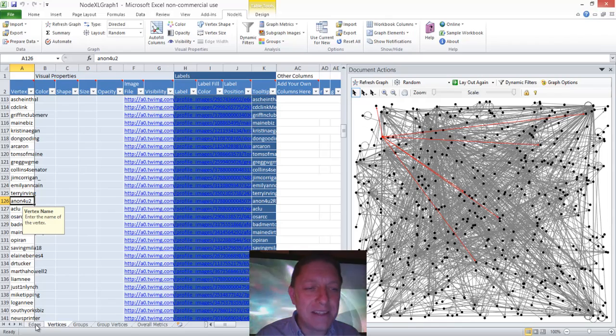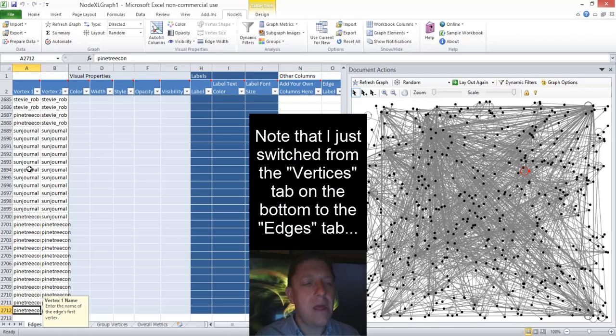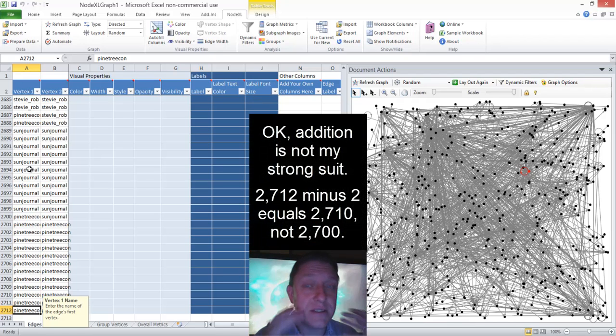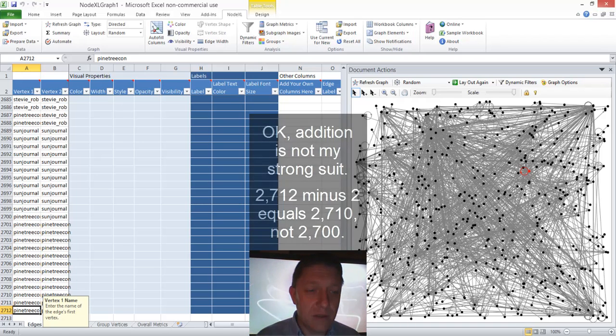Let's keep looking. How many edges are there between these 501 folks? A lot. Take 2,712, subtract 2, and you have 2,700 communications. That's a lot of people communicating.